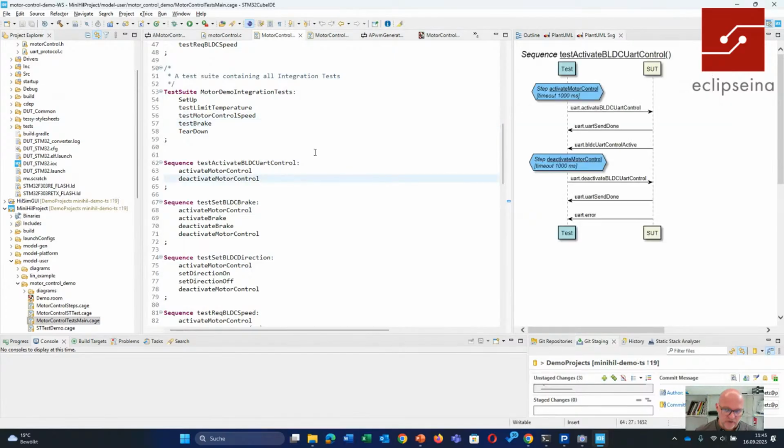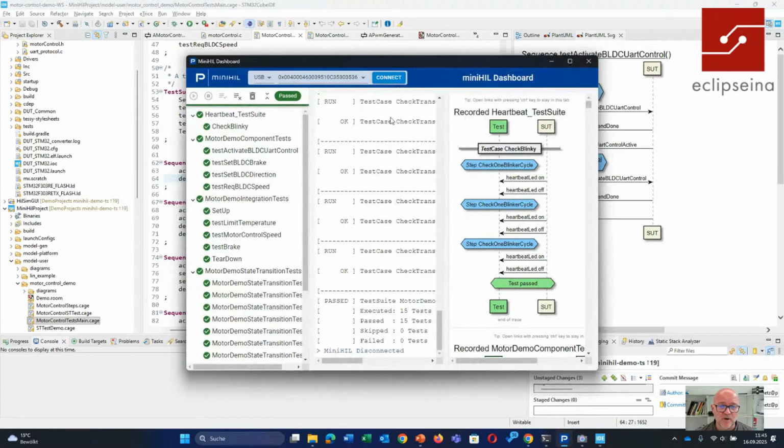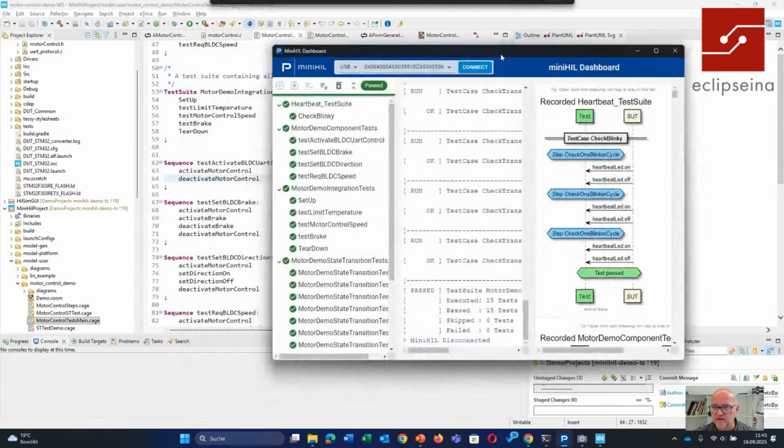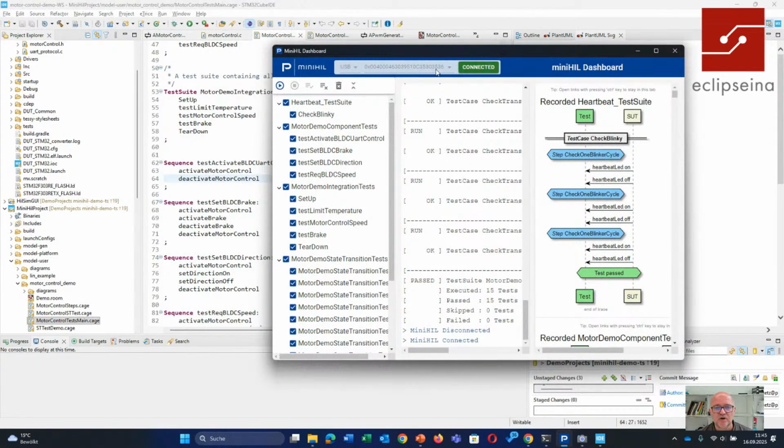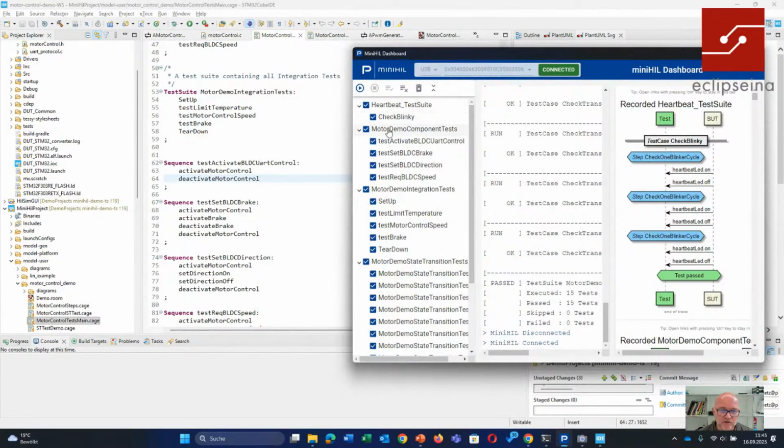So now I generate the test cases and the environment simulation, and I run it on my system under test. That's a little graphical user interface I use to run my test cases. Those are really the motor demo integration tests, for example. That's exactly what you see here. And now I can run my test cases.